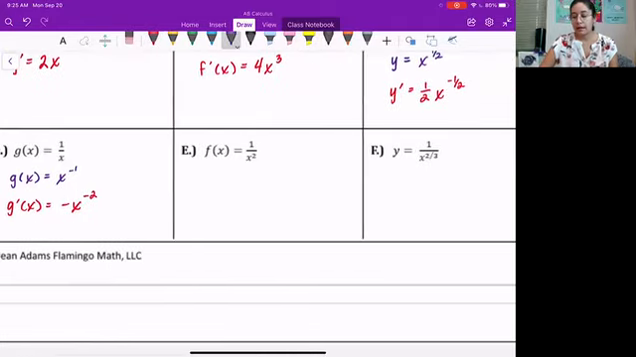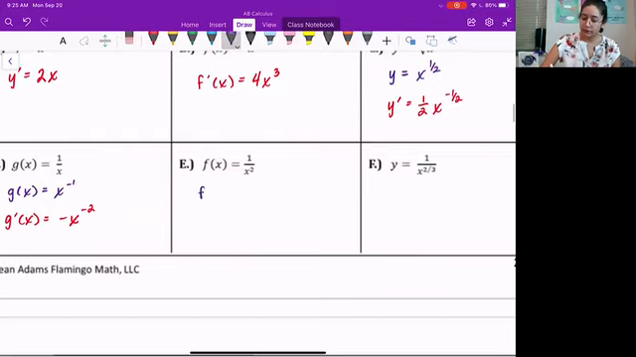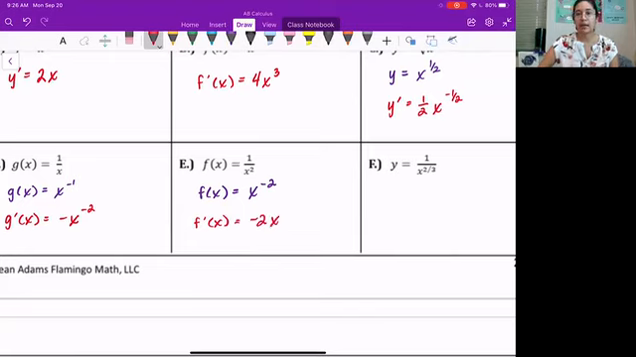Okay, on E. Now I'm seeing an exponent there, but I want it to just look like a plain old, simple as possible variable with an exponent. I don't want to see a fraction. So I'm going to rewrite this function, plain old f of x. If I have something in the denominator, I can move it to the numerator by making the exponent negative. This is x to the -2nd power. Now, no more fraction. I'm ready to apply the power rule. f prime of x. I'm going to move that -2 to the front. Copy my x, and -2 minus 1 is -3.